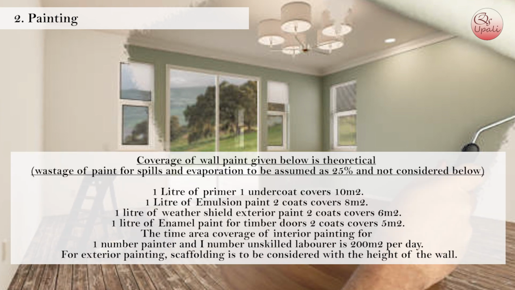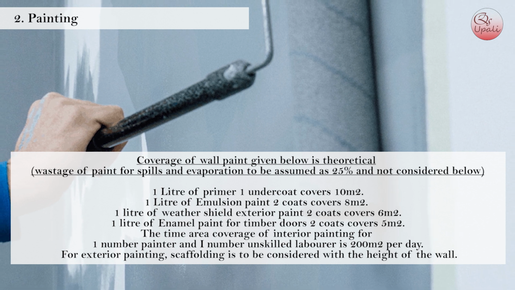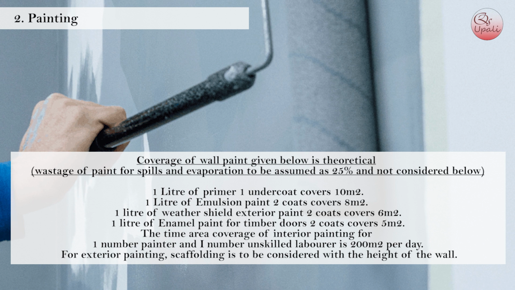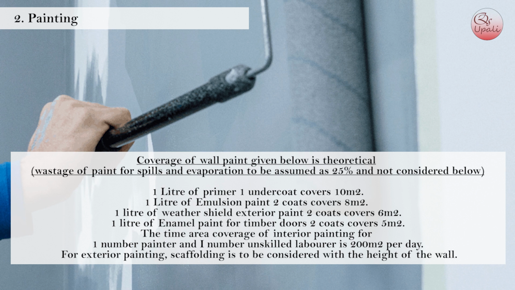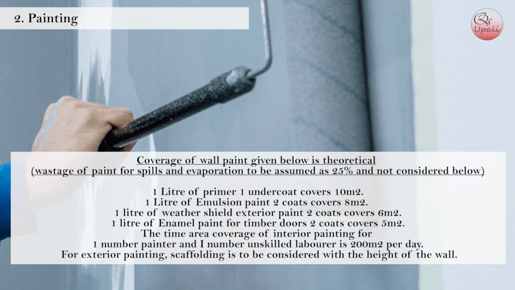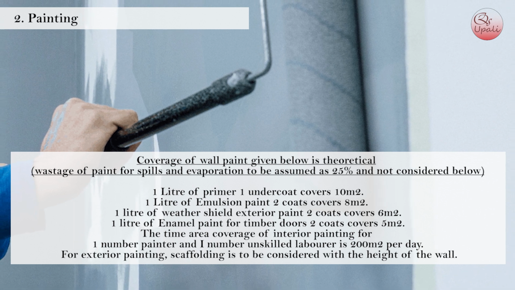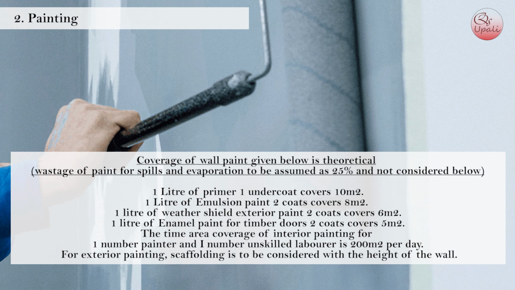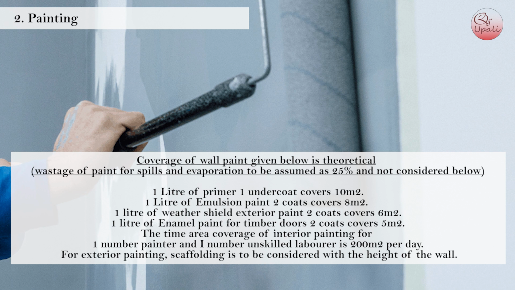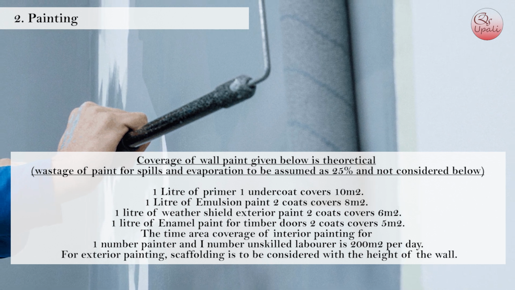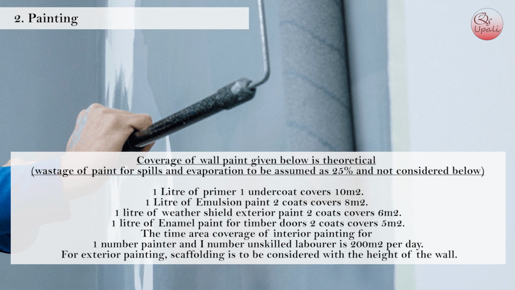Coverage of wall paint given below is theoretical. Wastage of paint for fills and evaporation to be assumed as 25% and not considered below. 1 liter of primer 1 undercoat covers 10 meter squares. 1 liter of emulsion paint 2 coats covers 8 meter squares. 1 liter of weather shield exterior paint 2 coats covers 6 meter squares. 1 liter of enamel paint for timber doors 2 coats covers 5 meter squares.